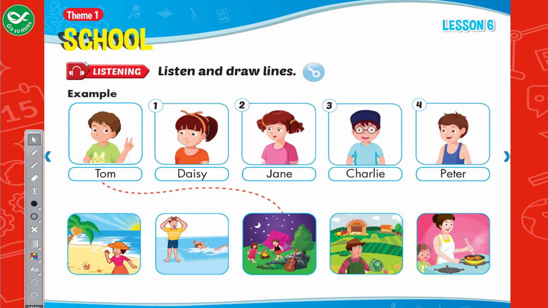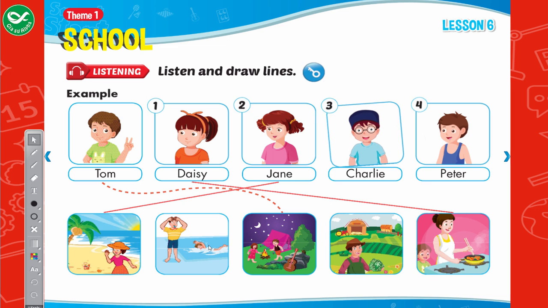Listening. Listen and draw lines. One. What did you do in the summer, Daisy? I learned how to cook. You did what? I learned how to cook. Two. What did you do in the summer, Jane? I went to the beach. Oh, I love the beach. Three. What did you do in the summer, Charlie? I learned how to swim. Ah, you learned how to swim? Yes, that's right. Four. What did you do in the summer, Peter? I went to the farm. You did what? I went to the farm.